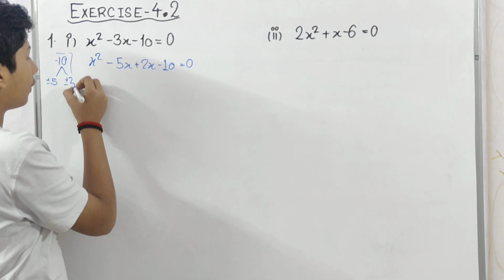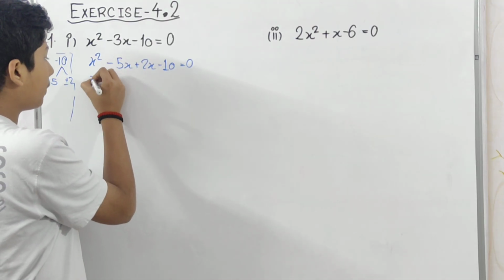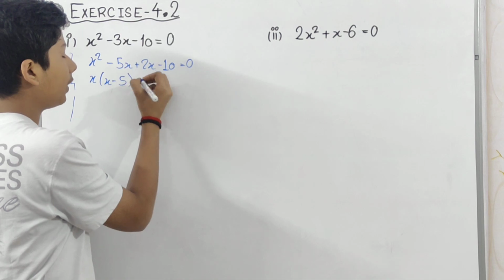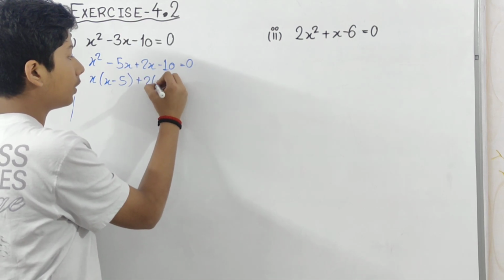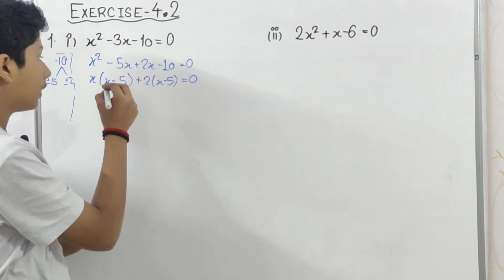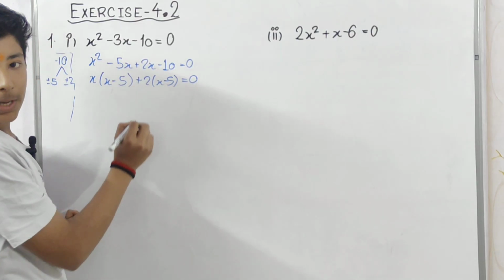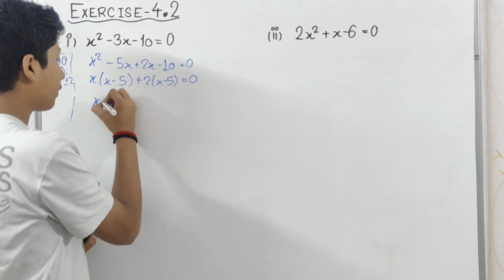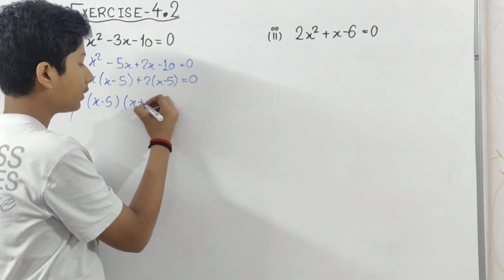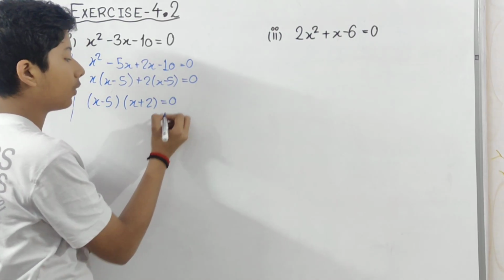Now we have to just solve it. We'll take x common, so x minus 5, then we'll take 2 common, x minus 5 equal to 0. Now we'll take x minus 5 common. It will become x minus 5 into x plus 2 equal to 0.